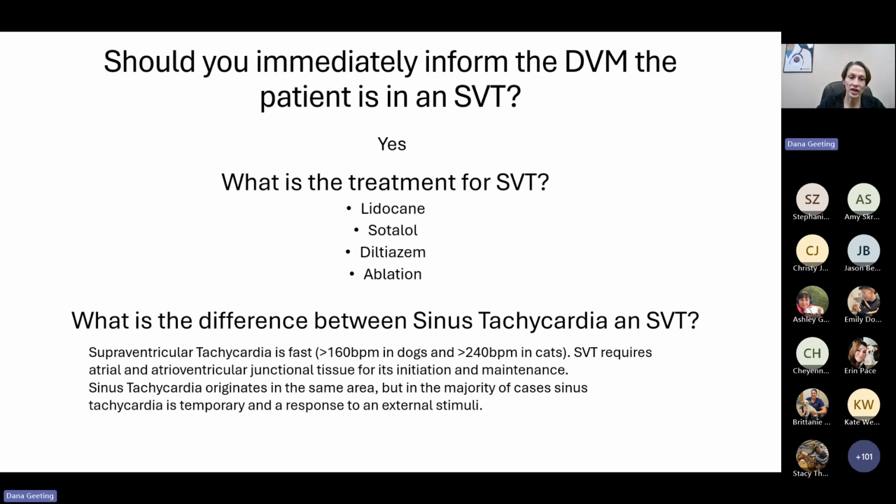Sinus tachycardia originates in the same area, but in the majority of cases, sinus tachycardia is temporary and is usually a response to an external stimulus, whereas the SVT, the supraventricular tachycardia, is not.